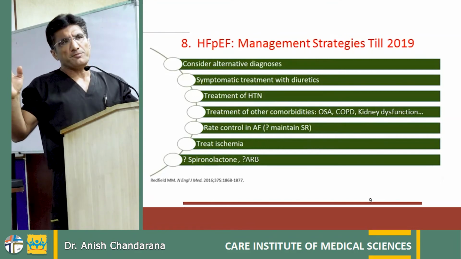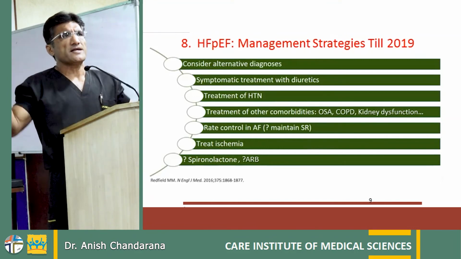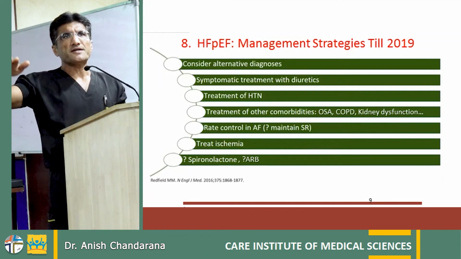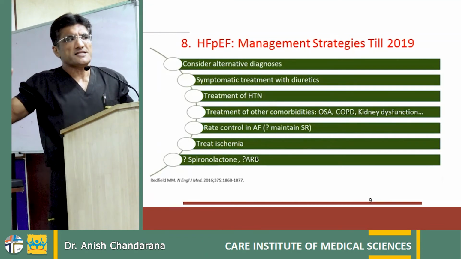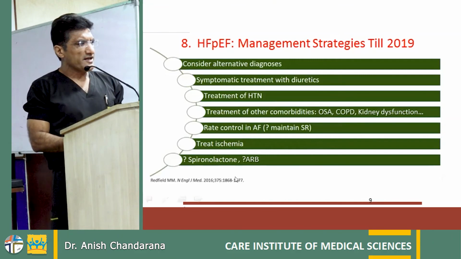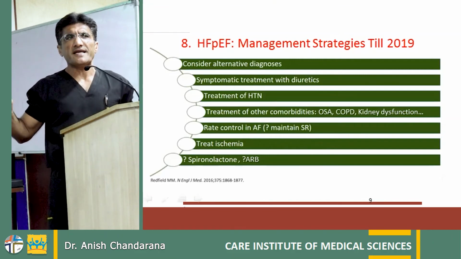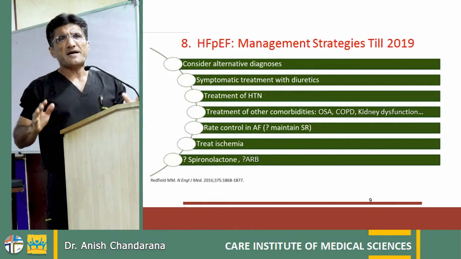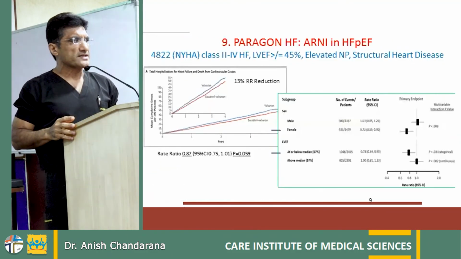So it's very, very important in almost all cardiac disease. Try to keep the heart rate as close as to 60 per minute. That's where the heart is feeling happy. Treat ischemia, and 2 drugs were having some data, that is spironolactone and ARB. Not very conclusive, but spironolactone and ARB were the 2 drugs.